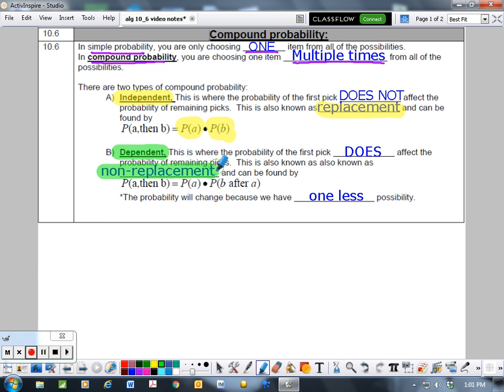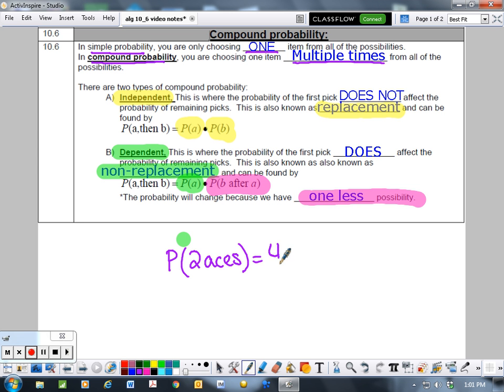And so now we could do the probability as normal on the first one, but on the second one, we now have a little bit of a change. How does that change affect us? Usually we have one less possibility, unless it's a repeater. So the probability of 2 aces would mean that I have 4 out of 52 cards for my first ace that I pick. But if I keep an ace out, now I only have 3 aces out of 51 total cards. So both numbers changed because I was picking the same thing.